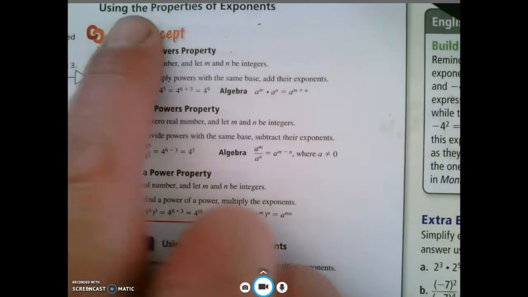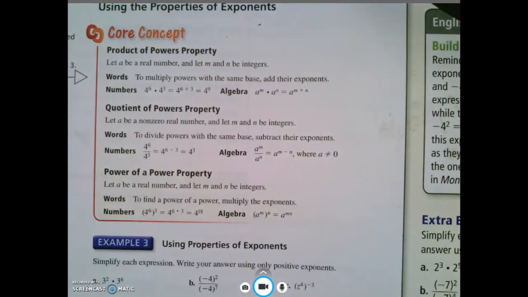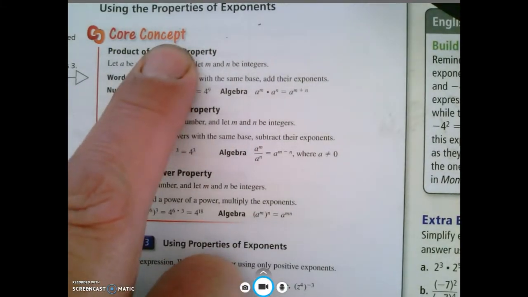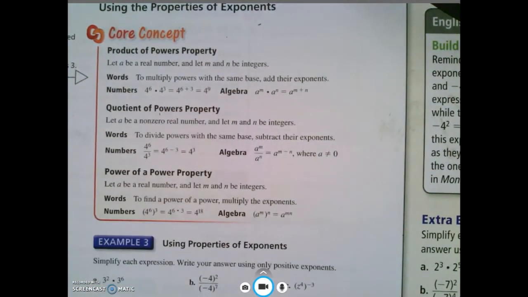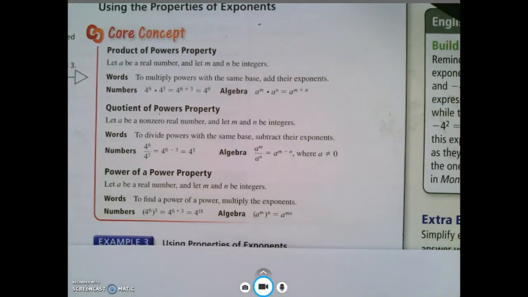All right, so we're still working with the properties of exponents. We're still in section 1.4. This is the core concept. It has second core concept we have. It has 3 different properties. In total, there's about 7 properties of exponents you want to know.